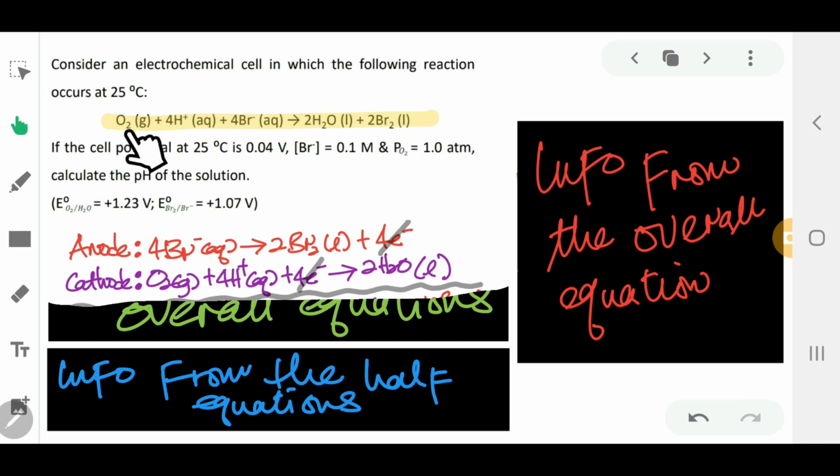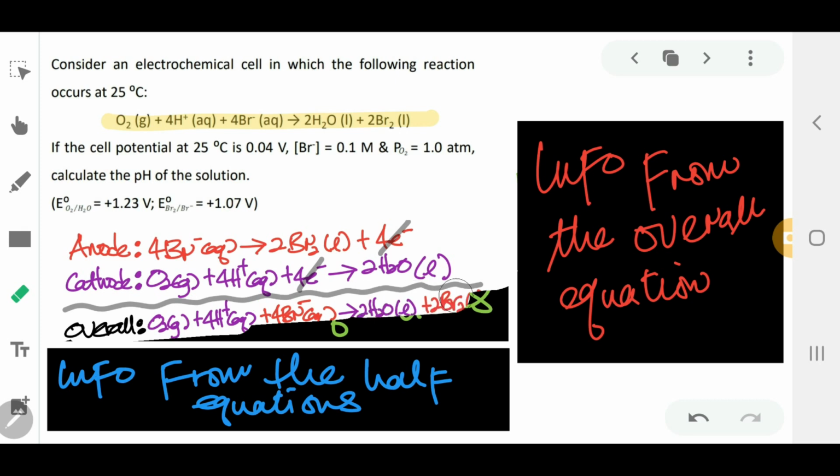And for the O2 gas plus 4H plus aqueous, these are the reactants to make the water liquid. And to do that, you need to receive or you need to gain 4 mole of electrons, just like what we have written down in the cathode's half cell reaction down here. So you're just going to write the overall cell reactions as what you have been given in the question.